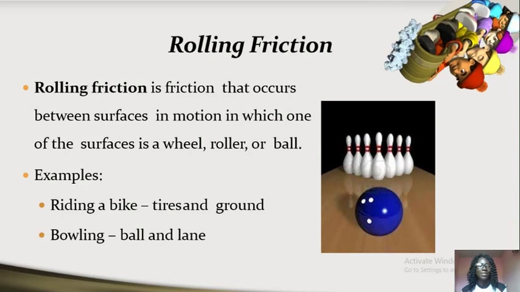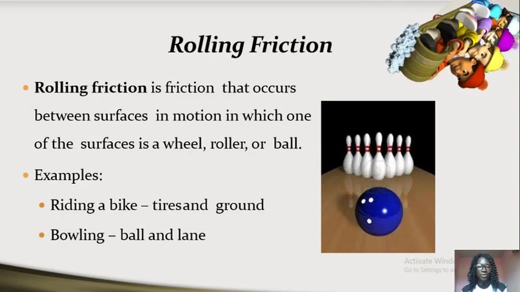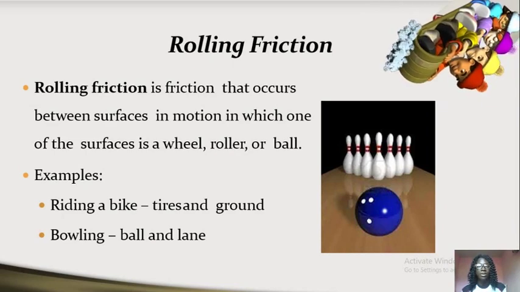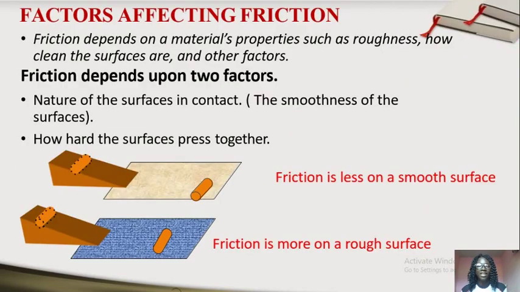I want you to think out of the box and give me more examples so that I can learn from your examples too. So basically we've achieved our second objective. We've looked at what types of friction: sliding friction, static friction, and rolling friction, with 2 or 3 examples. Okay, let's look at factors that affect friction.